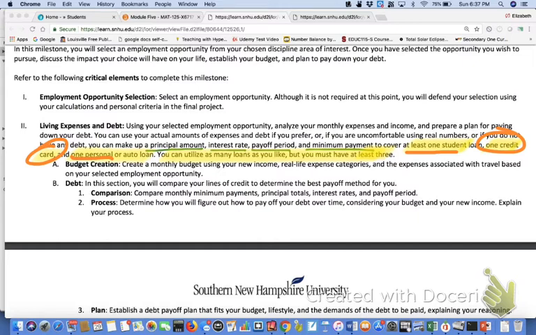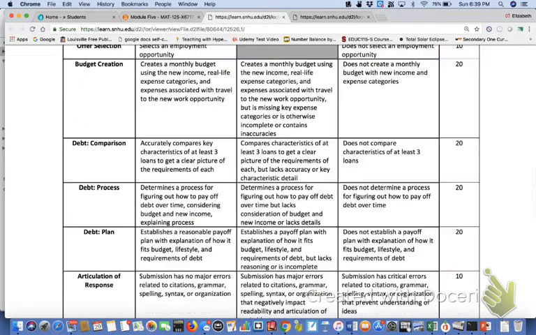The other thing I want to make sure that you notice, and I'm going to scroll down to the rubric for this. So the rubric asks you, so I believe I've covered this debt comparison. Okay, so it says key characteristics of at least 3 loans. Okay, we covered that. But now let's look at this category above it, budget creation. Creates a monthly budget using the new income. So again, I can't give you all of your credit if you didn't actually use the income from the job offer letter. Real life expense categories.